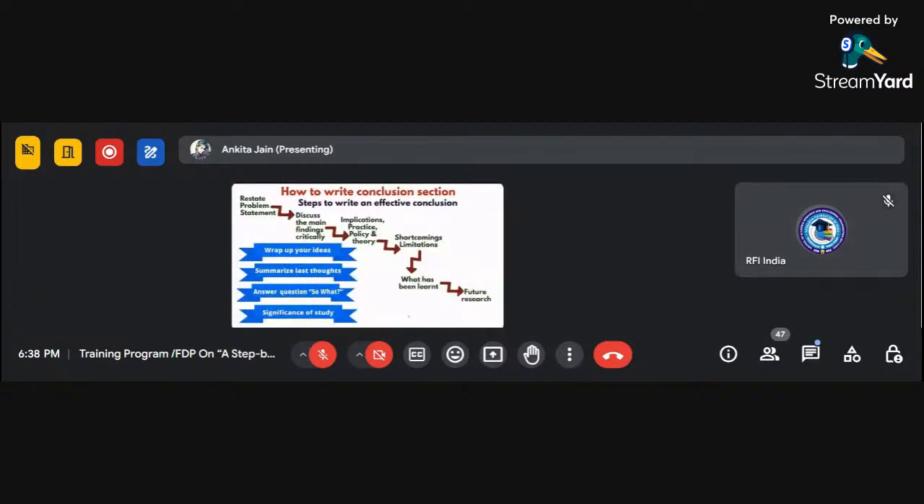So again, there are some images I have found on how to write the conclusion section. There can be, again, restating your problem statement, discussing the main findings and implications, which I have already discussed, then writing the limitations, and what has been learned for future research. So what can be learned, and the future research scope can also be found accordingly.